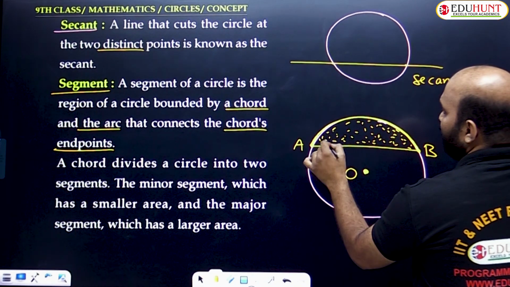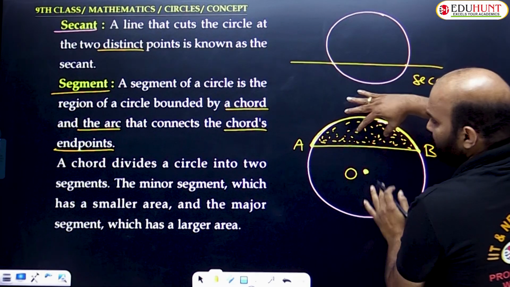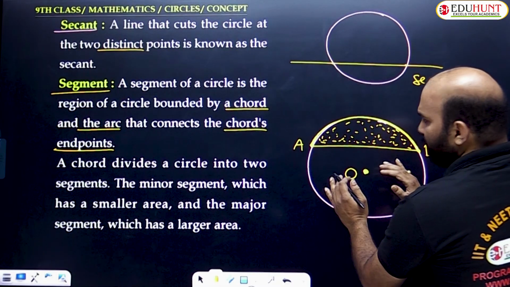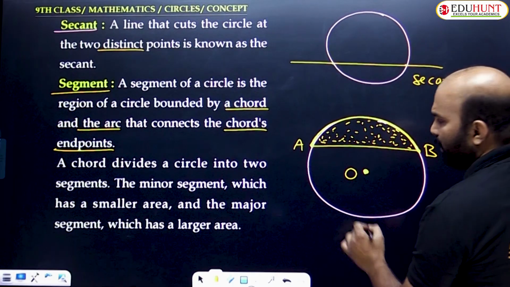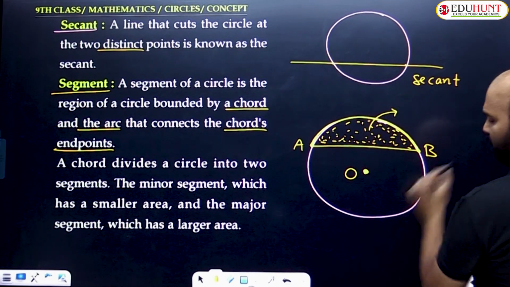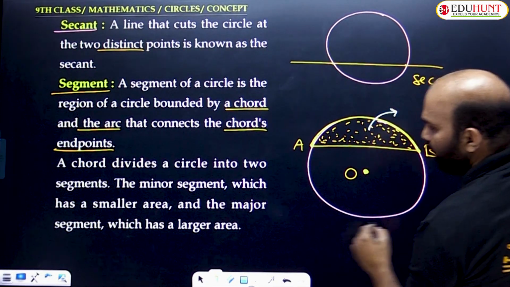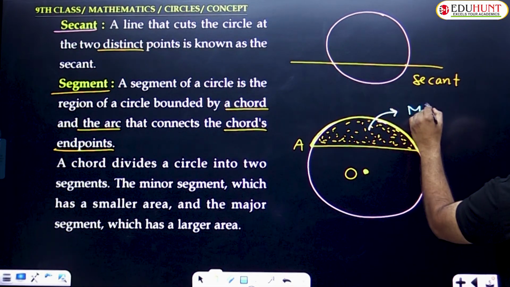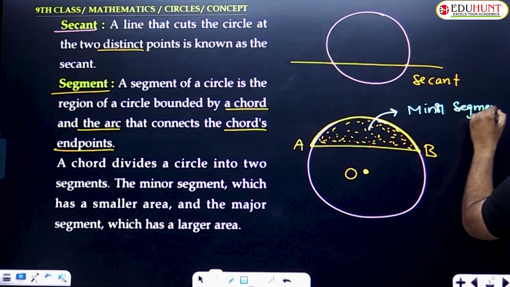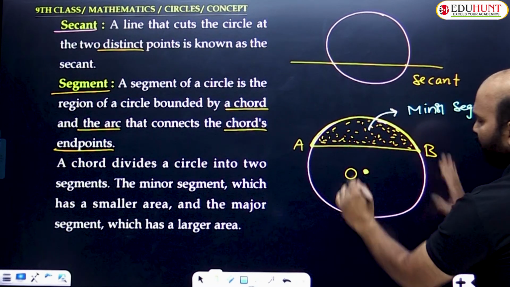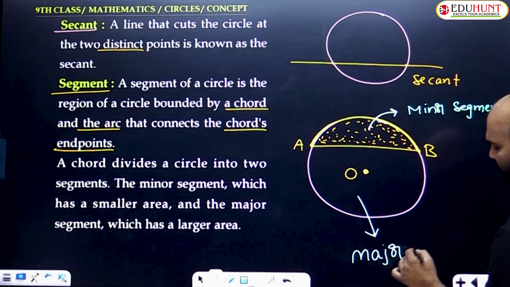We need to understand that a chord divides a circle into two segments, just like that. This is a smaller segment, and this is a larger segment. Am I clear? So here, the smaller area segment is called the minor segment. The larger area segment is called the major segment. Am I clear? Major segment.